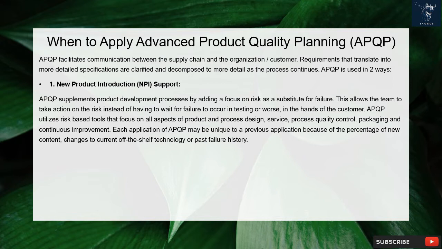APQP supplements product development processes by adding a focus on risk as a substitute for failure. This allows the team to take action on the risk instead of having to wait for failure to occur in testing or worse, in the hands of the customer. APQP utilizes risk-based tools that focus on all aspects of product and process design, service process quality control, packaging and continuous improvement. Each application of APQP may be unique to a previous application because of the percentage of new content, changes to current off-the-shelf technology or past failure history.